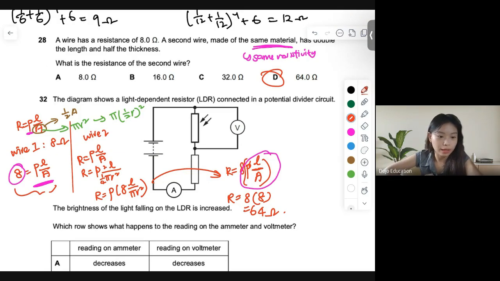Okay, hope everyone gets it. Basically, there are a few things to take note. First of all, same material means same resistivity. Second of all, if it says half the thickness, take note, it's not half the area. You are not halving the area. You are halving the radius, where A equals pi r squared. Your r should be half r and not r. Then afterwards, you just manipulate accordingly and you will get the answer in the end.